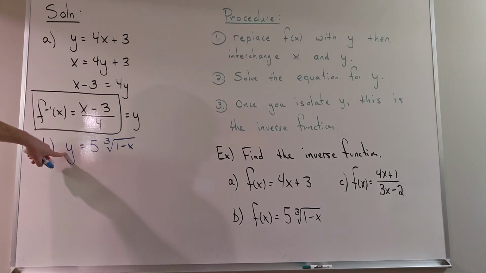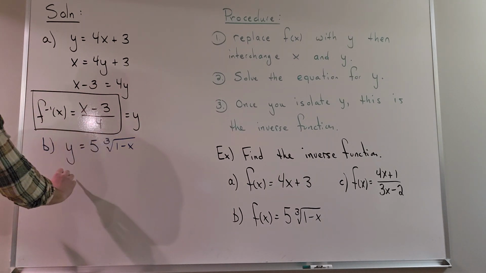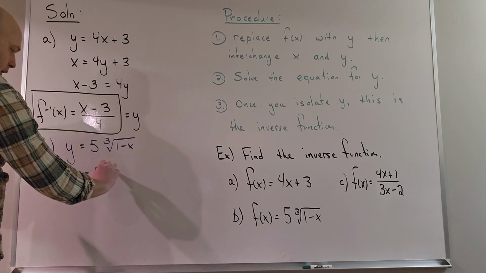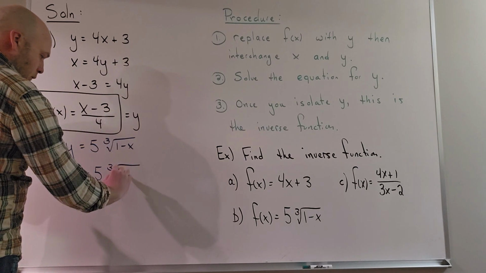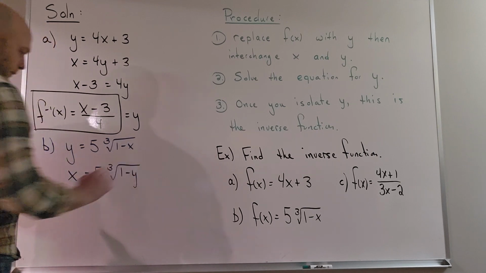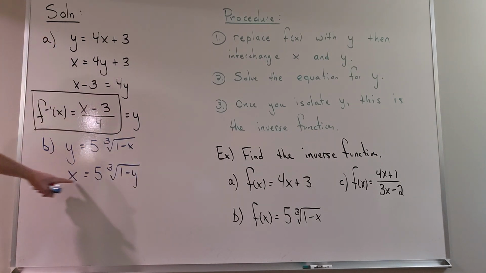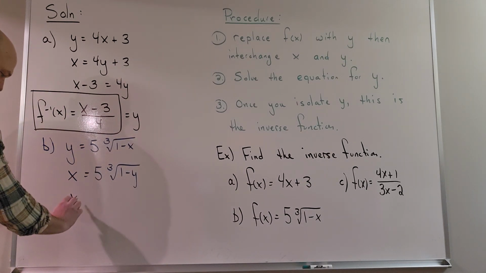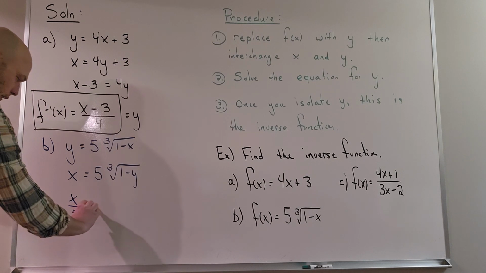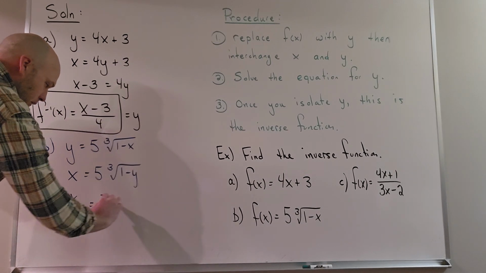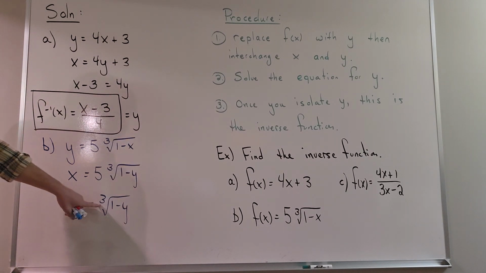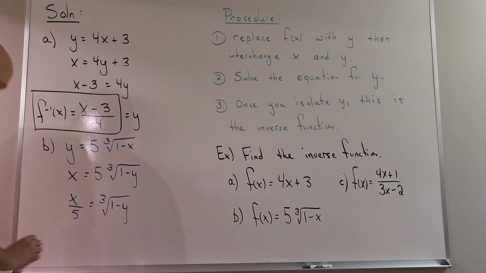First, I replaced f of x with y. Now I'll interchange x and y. So I've got x is equal to 5 cube root 1 minus y. And then I'll solve this resulting equation for y. All right, so then I'll divide both sides by 5, giving me x over 5 is the cube root of 1 minus y. Now I have to undo the cube root, so I'll take the cube of both sides.